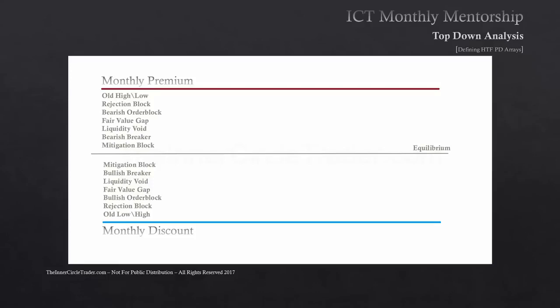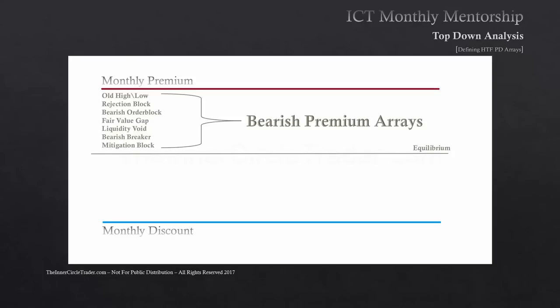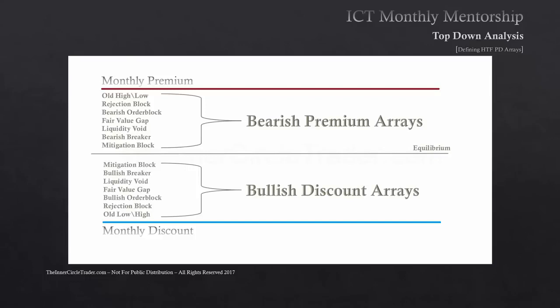So when we look at markets like this, what it does is it gives us a framework. You can see here the monthly premium arrays. These are going to be focused primarily on bearish premium array trading. In other words, you're going to be using these areas to frame a trade or look for bullish targets at these levels. For monthly discount, these are your bullish discount arrays, and you would be looking for these for bearish targets or looking to get long at any one of these based on the current conditions in the market.